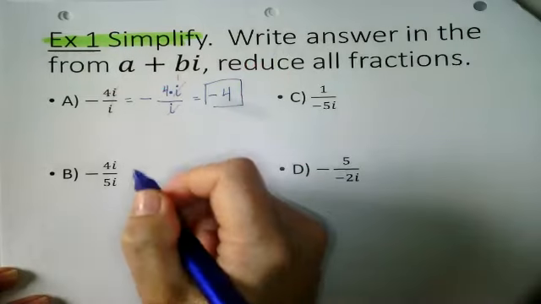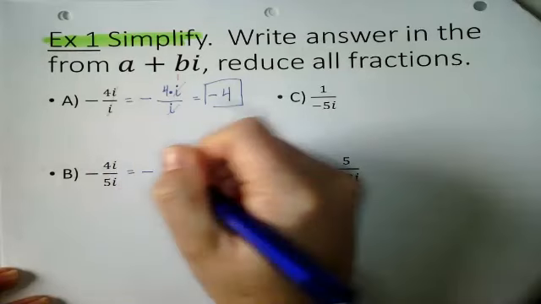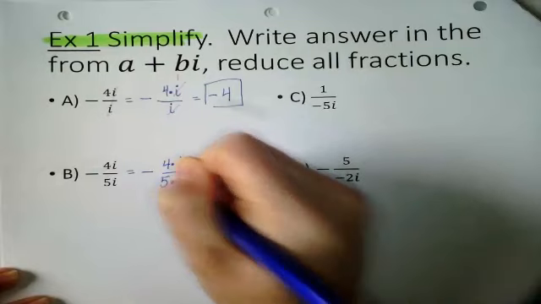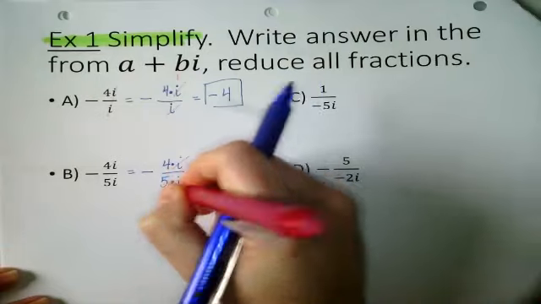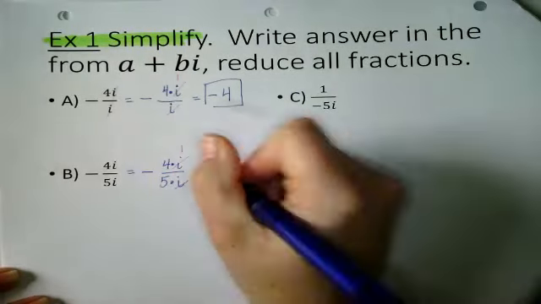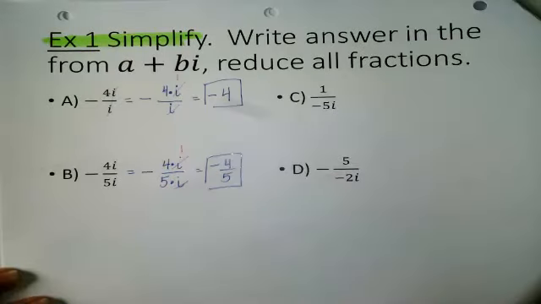All right, let's look at B. We have negative 4i over 5i. And again, this is a negative in front. This is 4 times i over 5 times i. And again, that common factor i divided by i reduces to 1. And so again, we're left with negative 4/5. Super. So sometimes these are really easy.